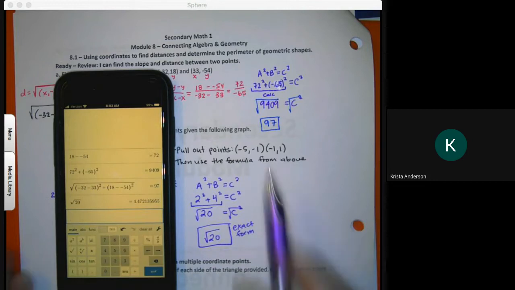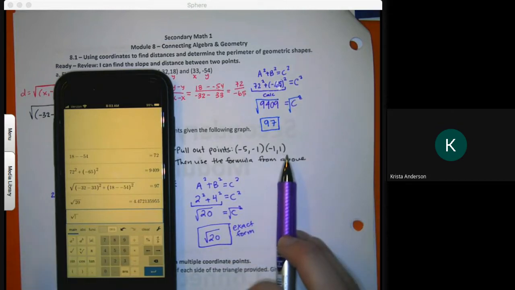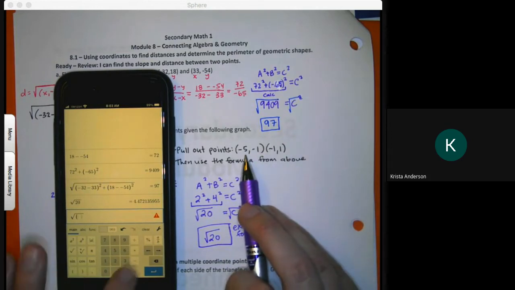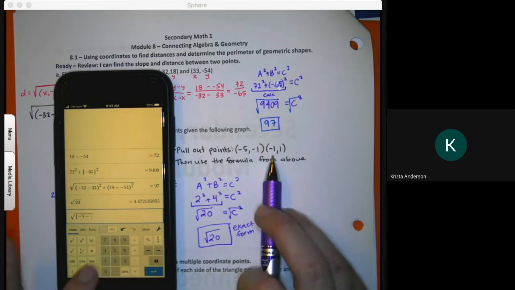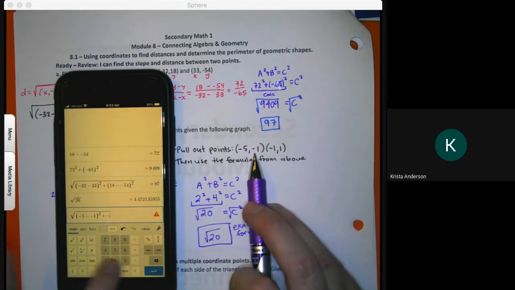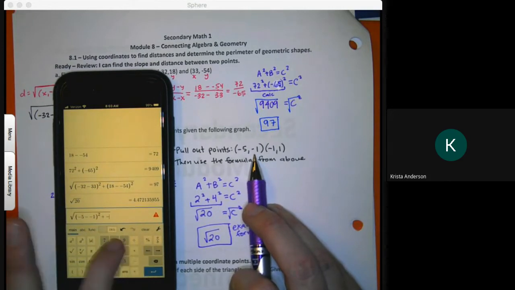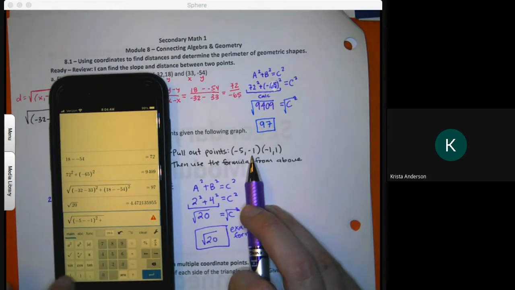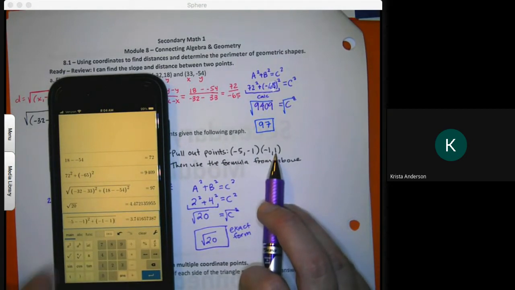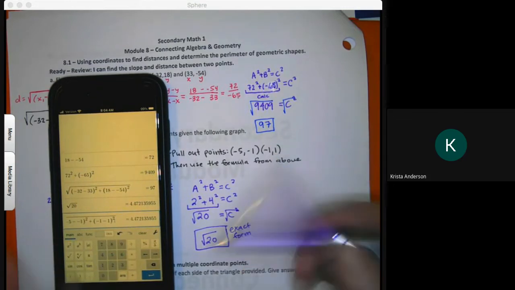If I had done the formula, x minus x squared plus y, oops, bless you, y minus y squared. It gives me the same decimal.